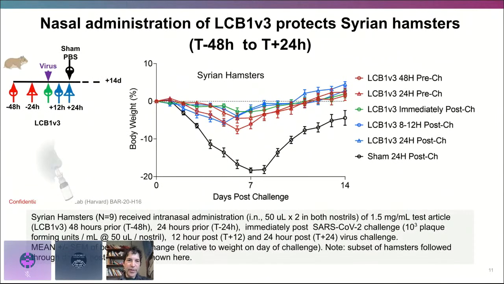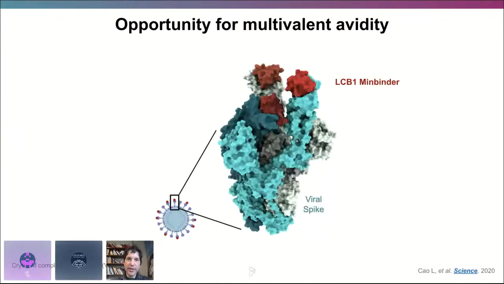This is an animal hamster experiment in collaboration with Dan Baruch's lab. Hamsters that are infected with the virus get very, very sick, they lose a lot of weight. But if you take this protein and give it intranasally from 48 hours before all the way through to 24 hours afterwards, they barely get sick at all. So this protein can protect animals both prophylactically and therapeutically from the virus.